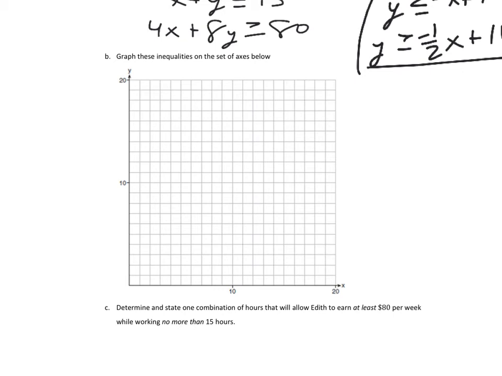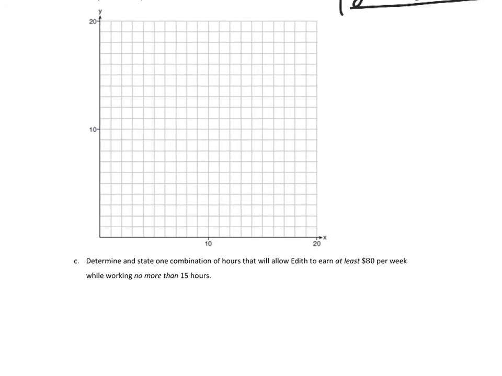Remember, do we need solid or dotted lines? Remember, we have to shade. Okay, letter C. Determine and state one combination of hours that will allow Edith to earn at least $80 per week while working no more than 15 hours.